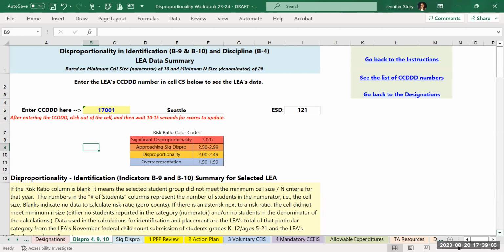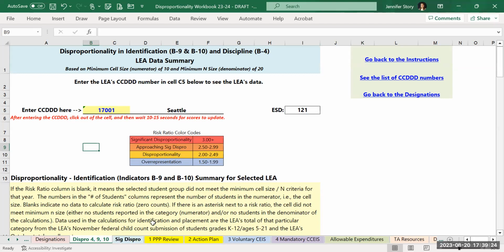So right now we're looking at disproportionality indicators 4, 9, and 10. So discipline and identification. There's also a significant disproportionality tab that shows your data with regard to significant disproportionality, because the calculations are a little bit different for both of those.